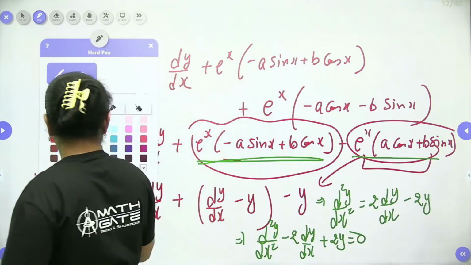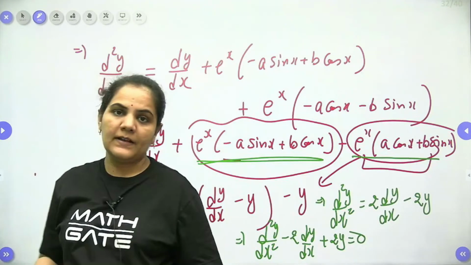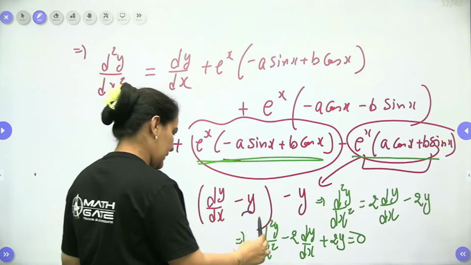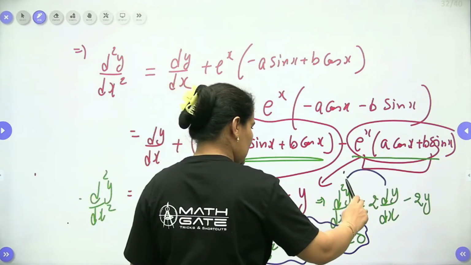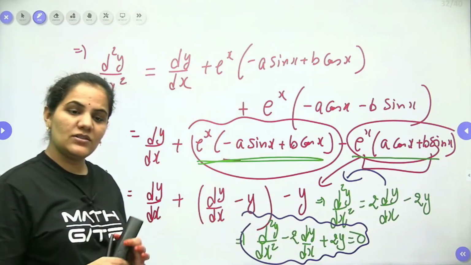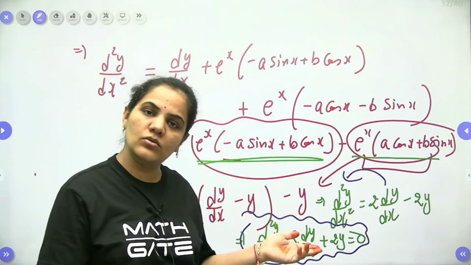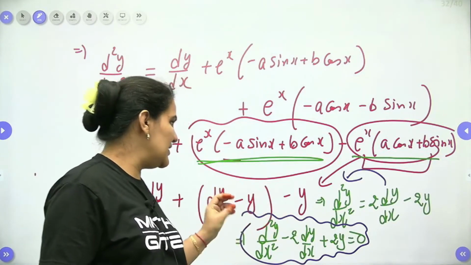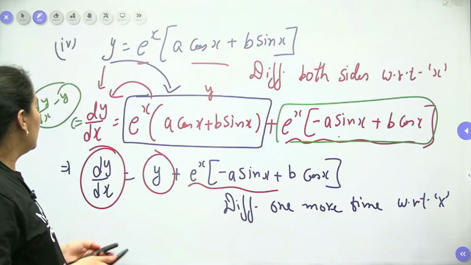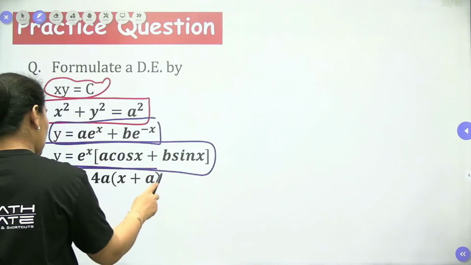So this will be your final answer, right? d2y by dx2 minus 2 dy by dx. We just transfer the things here only. So d2y by dx2 minus 2 dy by dx plus 2y is equal to 0. Okay guys, so it's a simple thing to approach. Easily you can go with this one. Done? Yes. Now let's have a discussion on one last one.